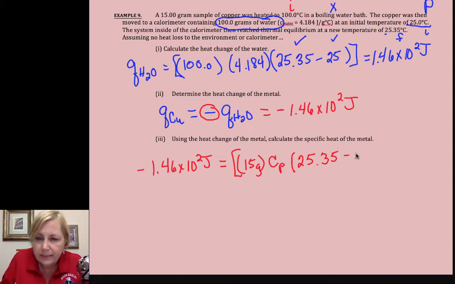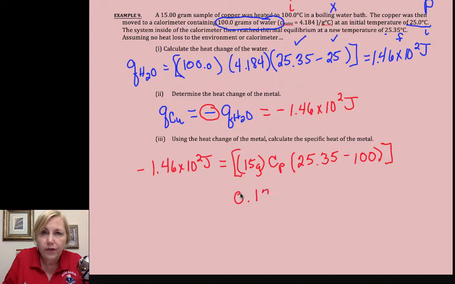And I do want to point something out in just a minute. Let me get these numbers down. All right. And when we solve for the specific heat capacity, watch your algebra, I get 0.130 joules. Watch, you got to know these units. It's joules for every gram degrees Celsius.